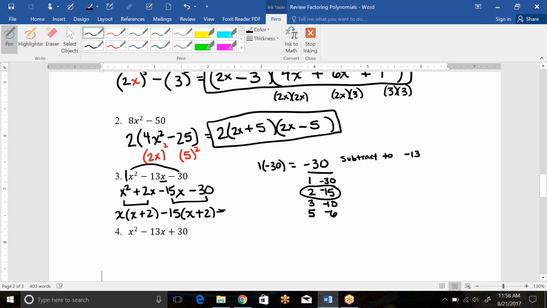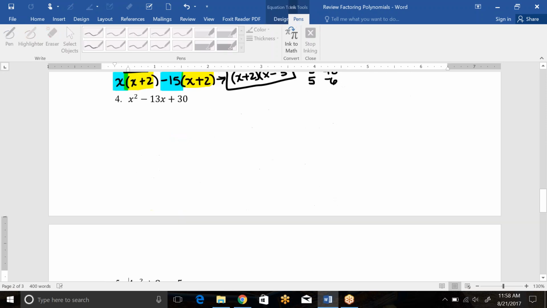If this is going to factor, then you should have a matching binomial there, and we do. Both of them are x plus 2. So we can see that. And then we pull that out to the front as a GCF, and then the leftovers, the x minus 15, becomes our second binomial. Now I know you could probably have factored this one quicker, but like I said, we're just trying to keep a simple pattern for all of them.